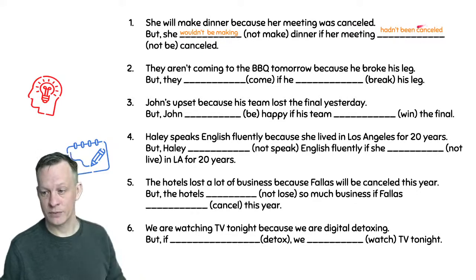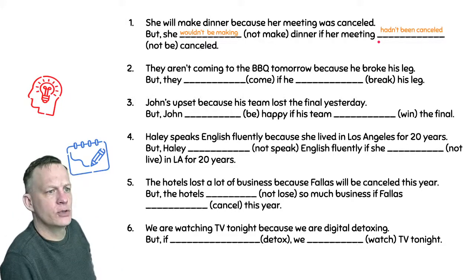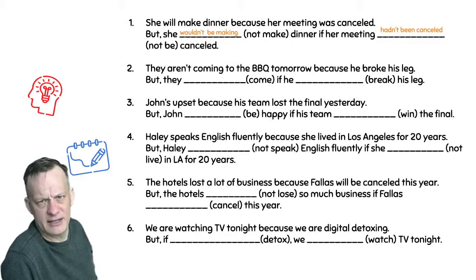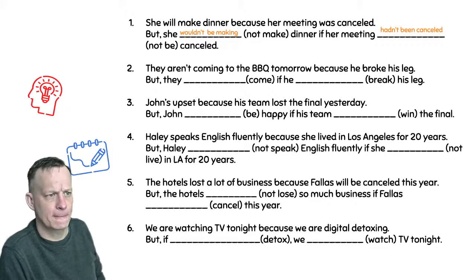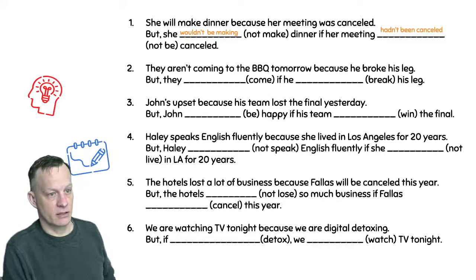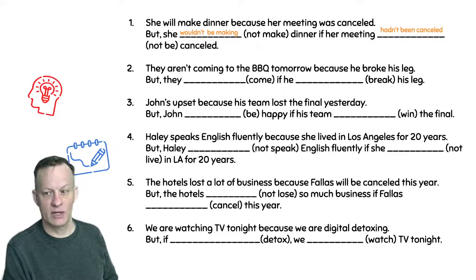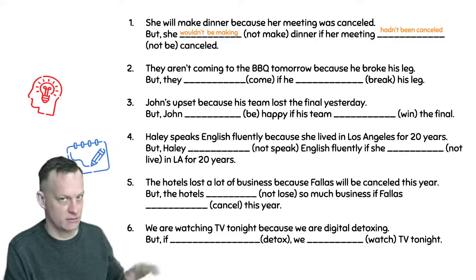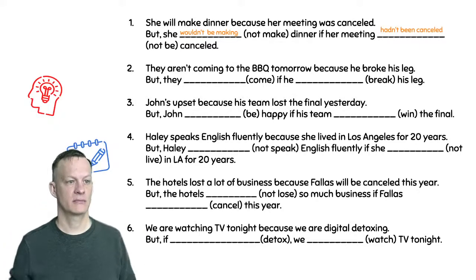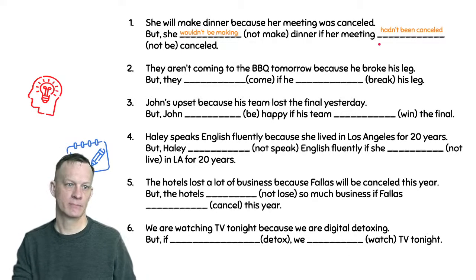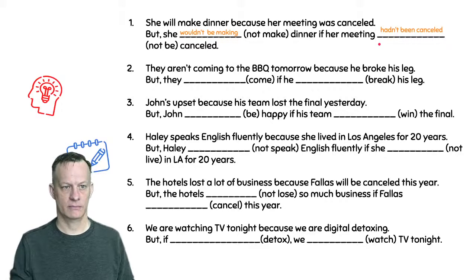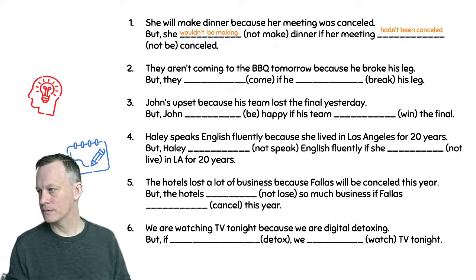So let's try number 2. Irene asks, wouldn't make? She wouldn't. Okay, I see what you're saying. But is it clear now, Irene? She wouldn't be making? They aren't coming to the barbecue tomorrow, future, because he broke his leg, past. Good, Irene. Yes.